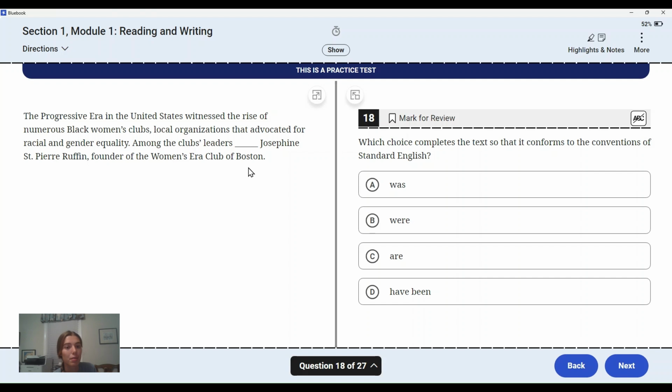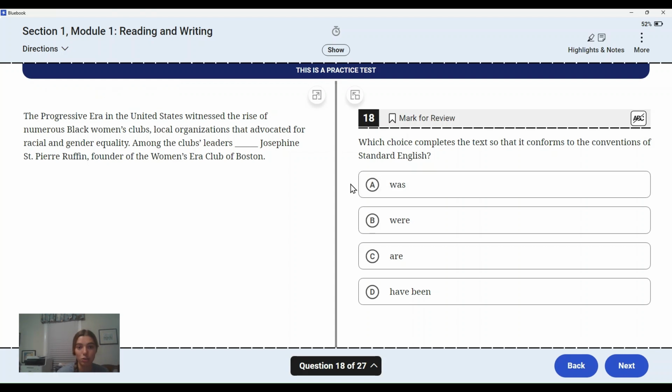Also, it's saying something about Josephine. Josephine blank among the club's leaders. Josephine was among the club's leaders. That's kind of what you want to fill that in with. Or Josephine is, or Josephine will be. But because this all happened in the progressive era, you're getting an idea that this was in the past. So it's going to be in past form, with a third person, and in independent form.